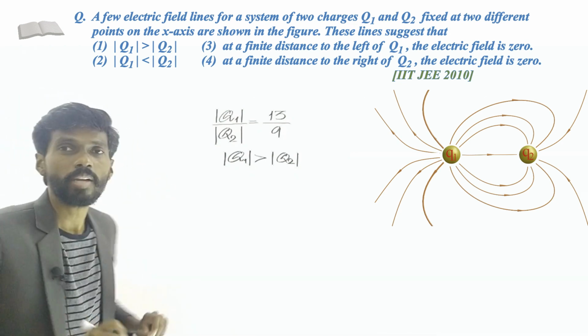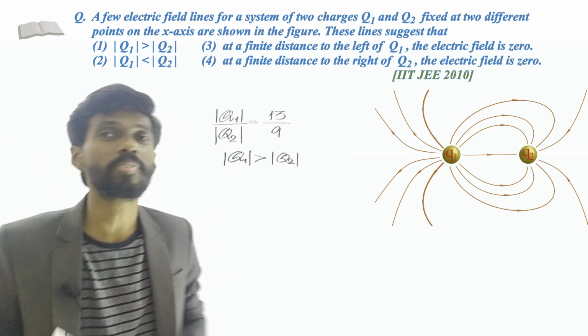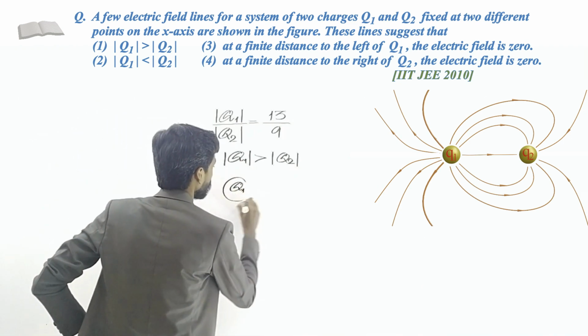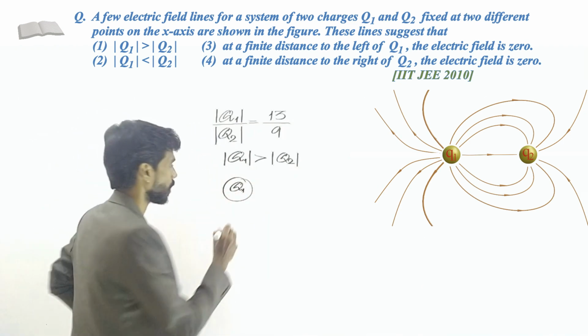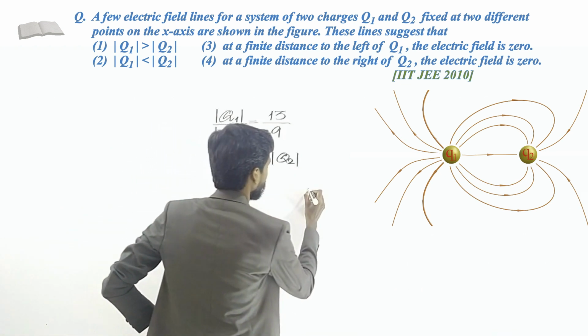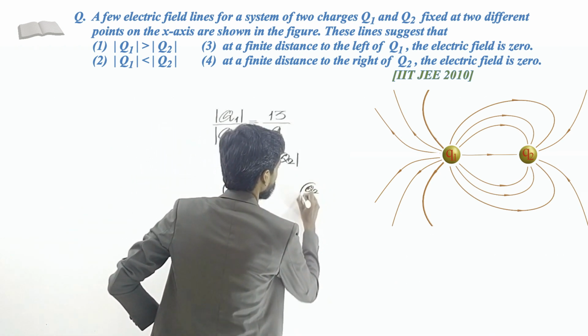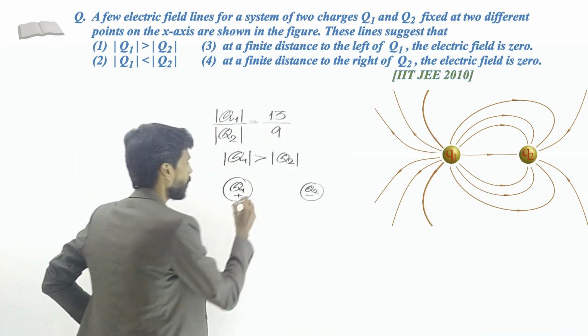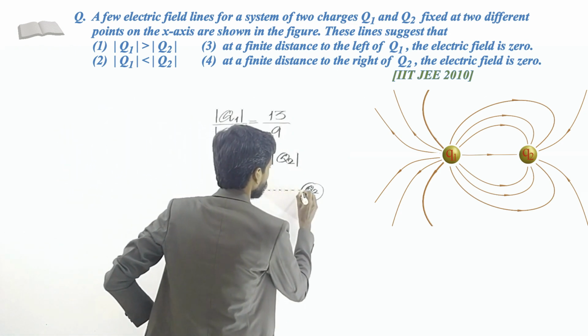So okay, now we have to find the point at which the electric field is 0. Q1 is a positive charge which is of bigger magnitude. Q2 is a negative charge but is smaller in magnitude. Now at which point is the electric field 0? Is it a point between these two charges, somewhere between these two?